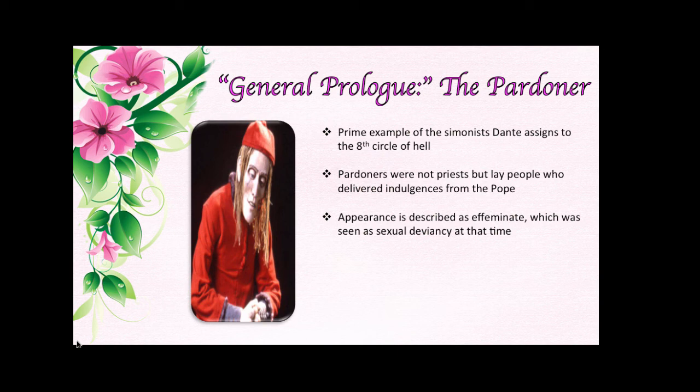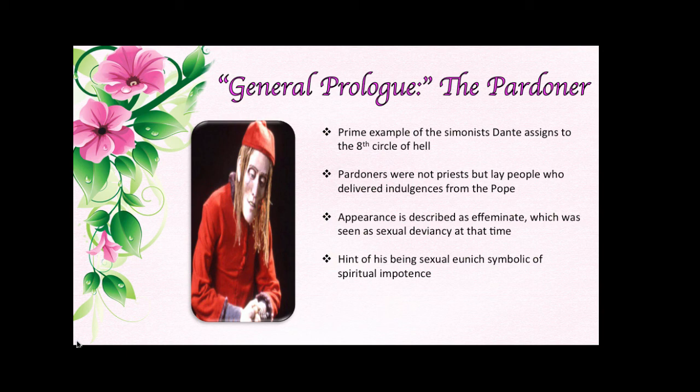Now, as Cooper says, the way that the partner is described in the General Prologue would have been seen as effeminate. And in medieval Europe, feminine traits in a man suggested sexual deviancy. Although we're not really sure, and scholars debate exactly what the nature of that deviance was. But definitely being effeminate was associated with sexual deviance in medieval Europe. In particular, though, we are given some indications of what the partner's deviance might be.